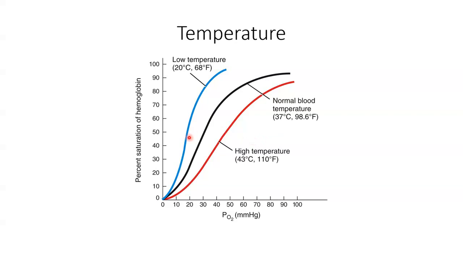Now, it's also interesting to look at the left side of this curve here as well when we're considering temperature. So in conditions like hypothermia, when you have a really low body temperature, our cellular metabolism will slow, the need for oxygen is reduced, and so more oxygen will stay bound to the hemoglobin because less is actually needed in the tissue cells.